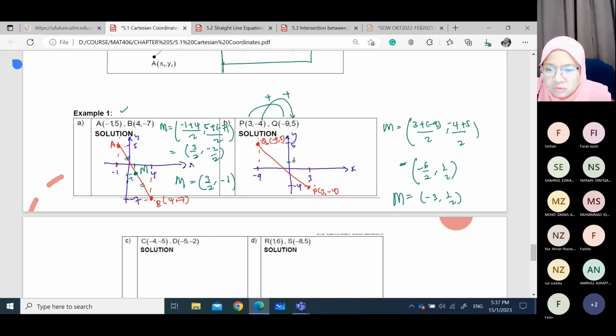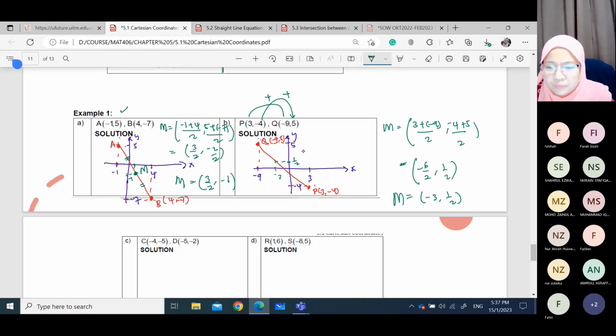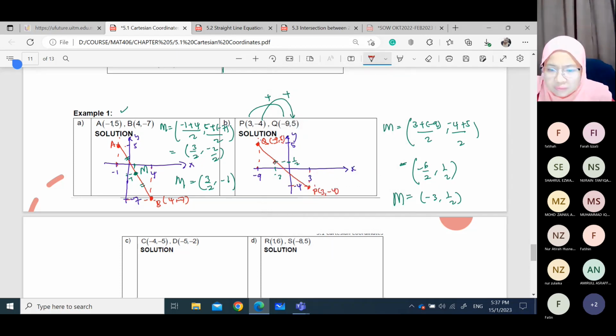This one is a 1 over 2 and at here is a negative 3. So the point kat sini. Ni point dia. Okay, this is the point. Kita letak warna hijau, bagi nampak sikit. Okay, so this is a midpoint.